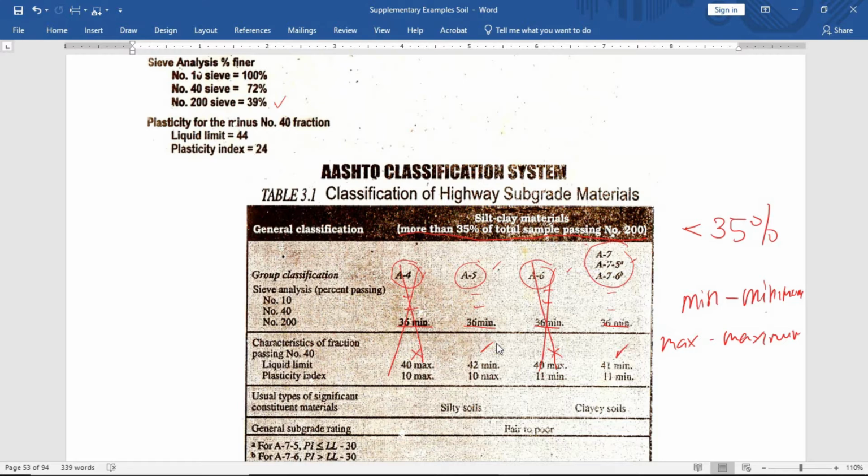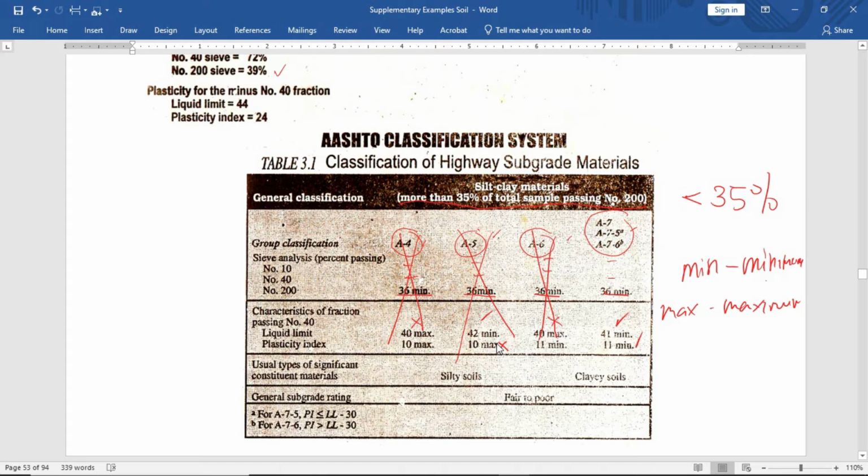Sa A5, ang maximum lang ay 10. Ang given sa atin ay 24. Dito pa lang, bumagsak na siya. Wala na ang A5, hindi na natin siya i-consider. Pagpunta naman natin sa A7, minimum ay 11. Pasok pa yung 24 natin kasi minimum ay 11.